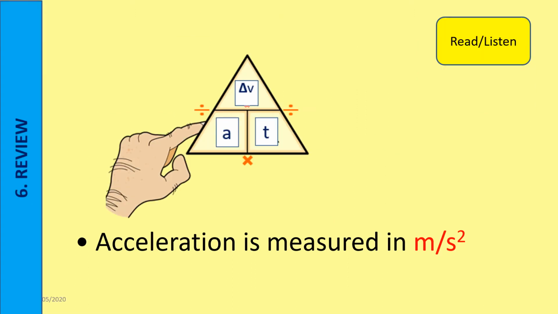So you should have come up with this. Acceleration is equal to the change in velocity divided by the time taken. And we normally write that a equals delta v divided by t. And acceleration is measured in meters per second squared.